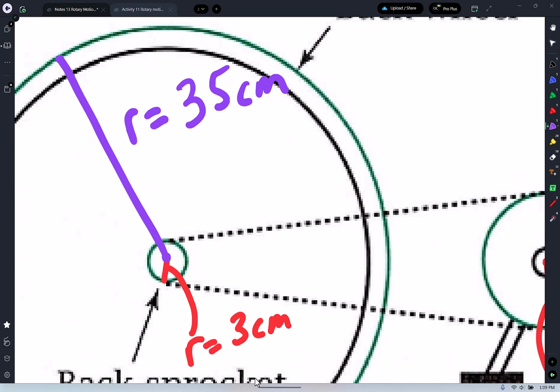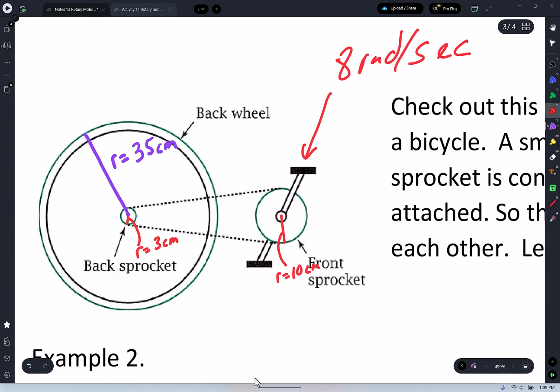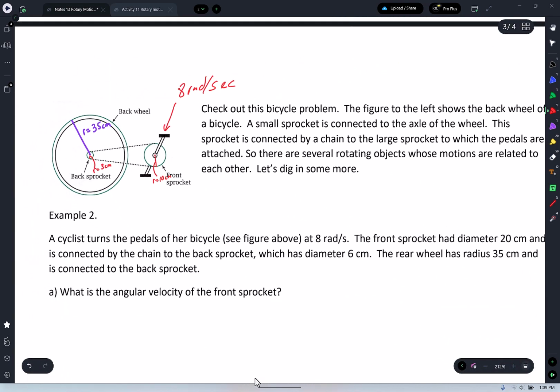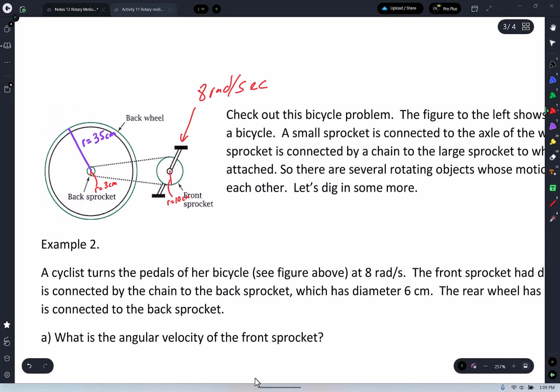Not everyone at the same time? It is 35 centimeters because that's what it says, that the radius is 35. Are we okay, guys? Okay.